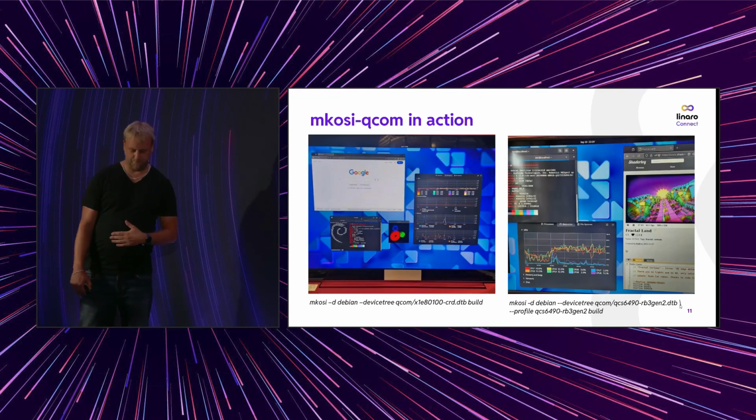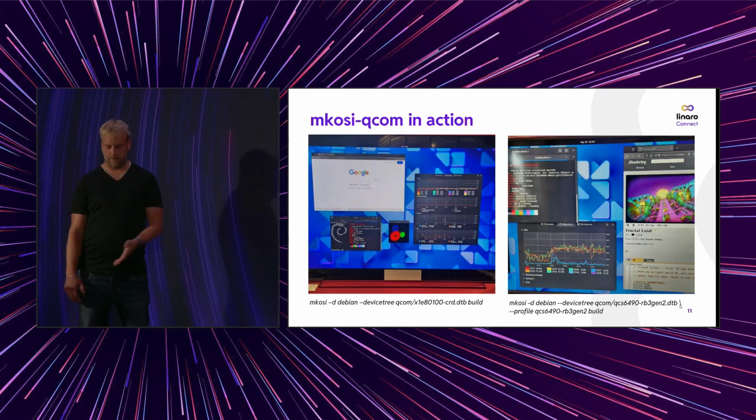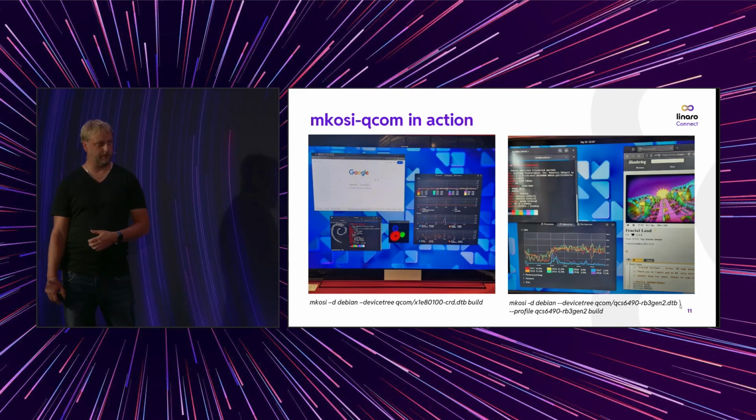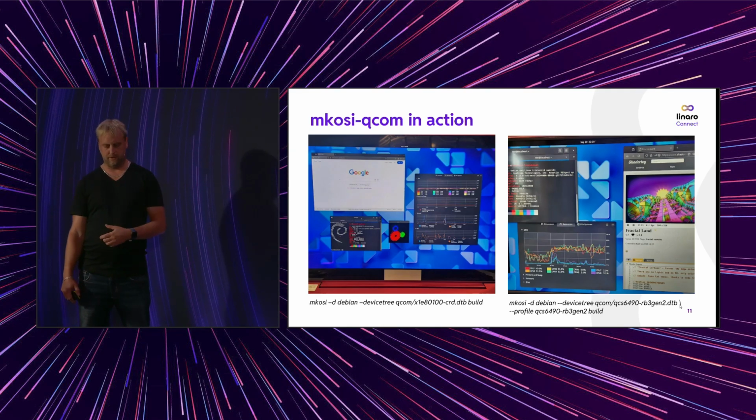So this is the outcome. Here we have the same setup. On the left, I said I want a Debian system for the X1E CRD, and then I used QDL to put that on NVMe. In the right picture, from the same directory, I said I want the RB3 Gen 2 device tree instead, and I want the UFS profile. Well, it's a special one for RB3 Gen 2, but it's effectively the UFS profile. Out came an image that I could just burn to the UFS, and I have my fully working GNOME environment running out of the box.